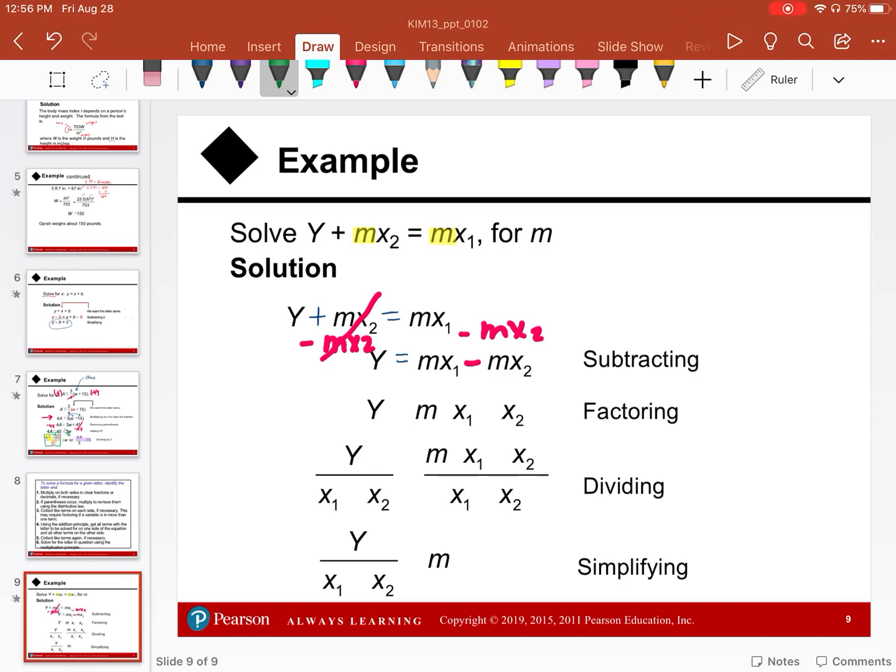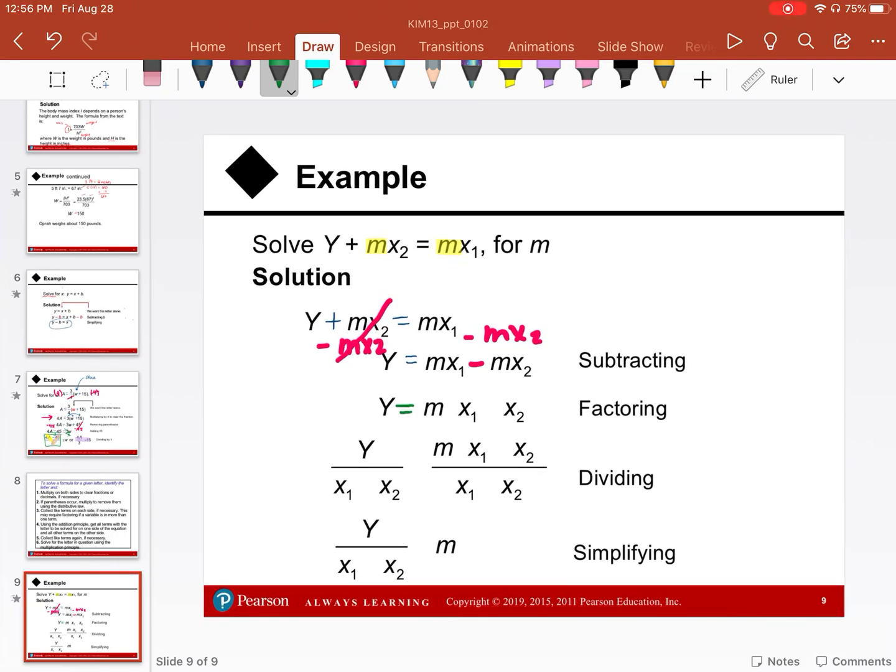All right. Now we go ahead and we factor. So we go ahead and divide out the m from each one. So we're left with m times (x1 minus x2).